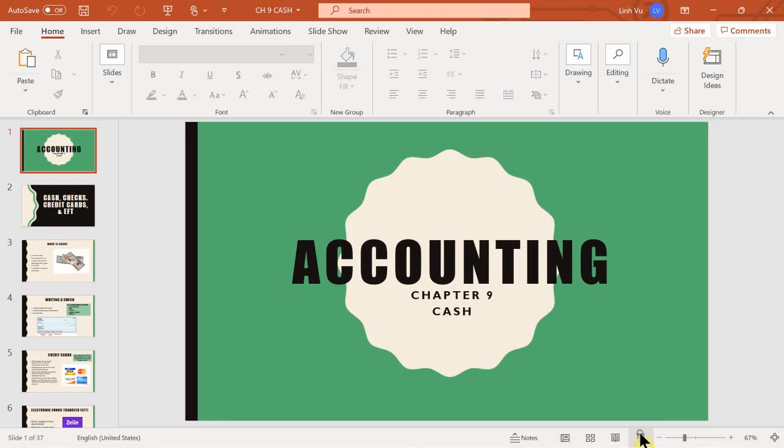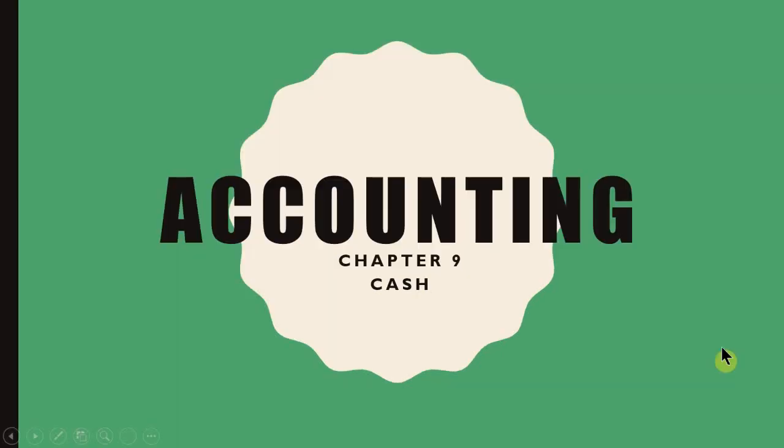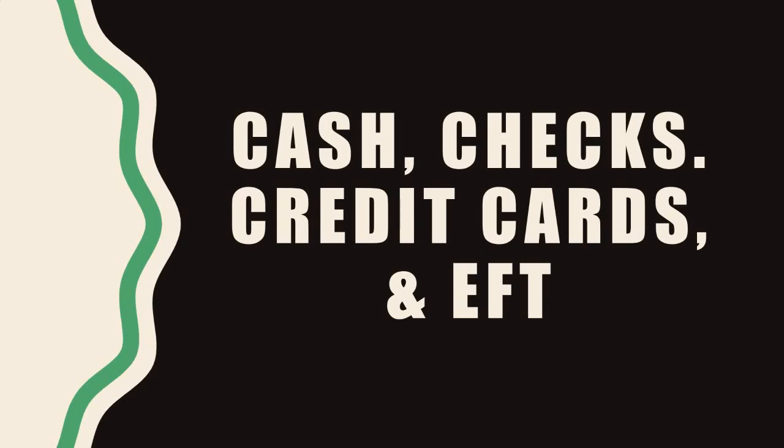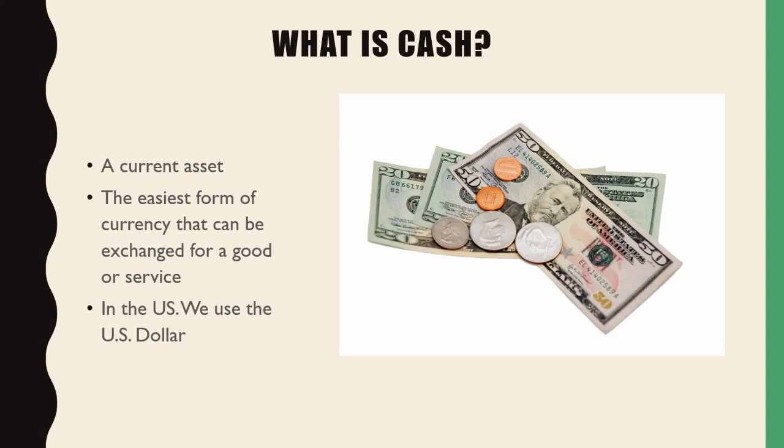All right, so chapter 9 is going to be petty cash, or just cash in general, okay? But specifically, this is definitely for petty cash. Now, again, when we talk about cash, what is cash? Or in this case, cash, check, credit card, and EFTs. Now, of course, what is cash?